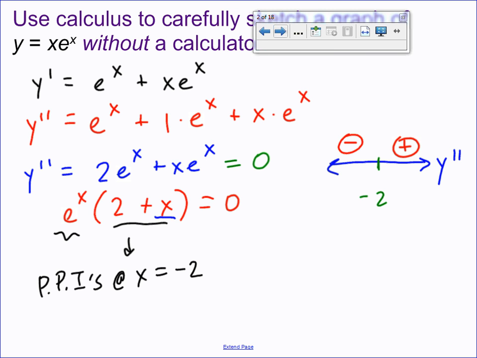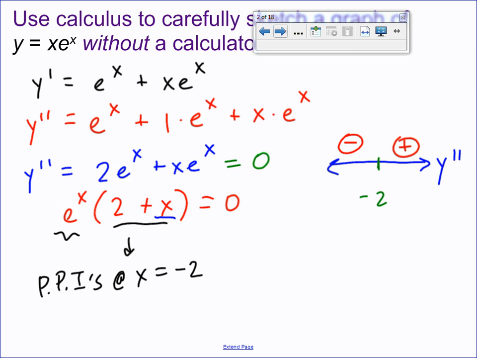What does this y double prime number line tell us? It tells us the shape of my original function y. Y must exhibit concave down curvature on the interval negative infinity up until negative 2, and then switches to concave up curvature at x equals negative 2, and then for the duration of the function's domain, negative 2 to infinity. And so the second derivative tells us about concavity, the shape of y. All right, can we put it all together?